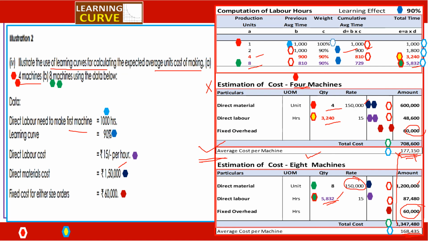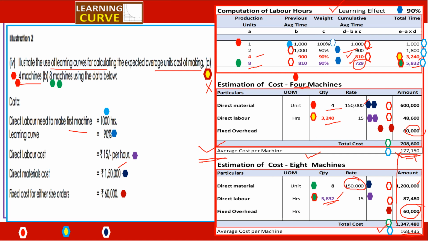The saving has come from the average hours which are used. In case of 4, average is 810. 810 into 4 is 3,240. Whereas in case of 8 machines, the average is going to be 729 into 8, 5,832. This saving is mainly because of the learning effect. And the learning effect makes higher quantity at a lower cost so that we can compete in the market with a better price. This is how the question is.